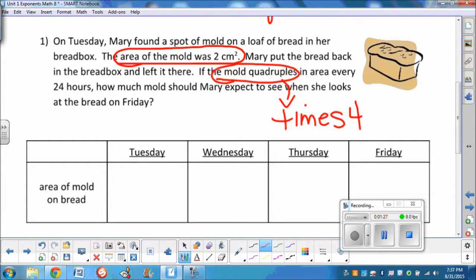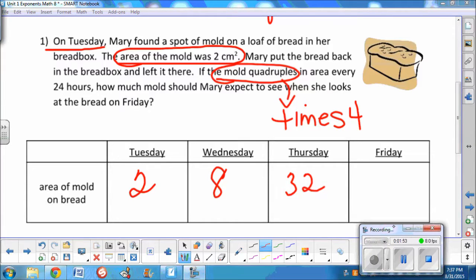So how much mold is on that bread on Tuesday? That's when it starts. So that's when she started to look at it on Tuesday. So the area is 2. And if it quadruples, so it's multiplied by 4, you end up with 2 times 4, which is 8. And it continues to quadruple each day, 8 times 4, which is 32. And then, again, quadruples, 32 times 4, 128.